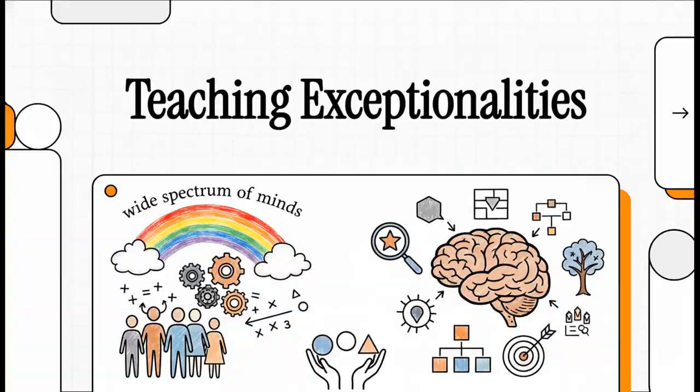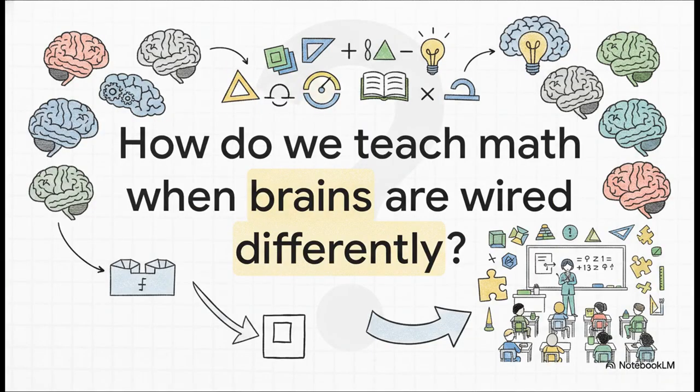Let's get into it. So, here's the big question. How do we actually teach math when brains are wired differently? Well, first things first, we have to completely toss out that old one-size-fits-all approach. It just doesn't work. We've got to learn how to effectively accommodate exceptionalities, and that means everything from cognitive differences all the way to giftedness, right there in the general education classroom. We can't just rely on separate pull-out programs anymore.